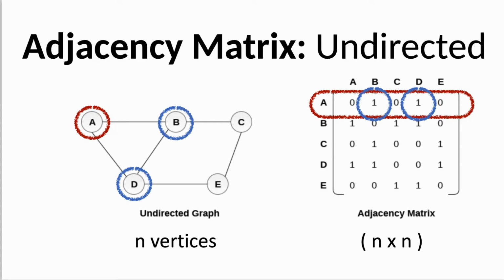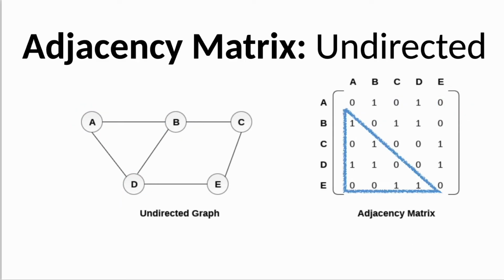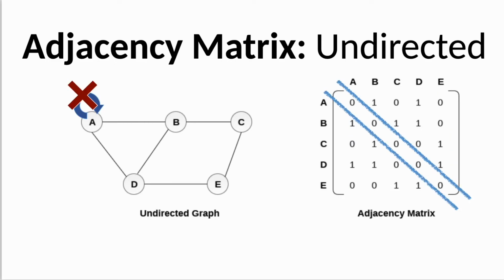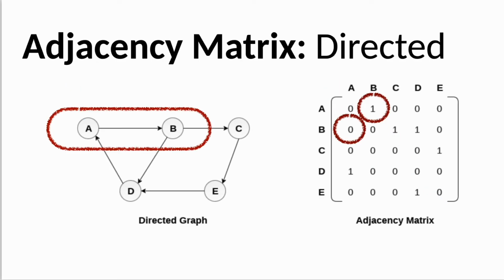A graph having n vertices will have an adjacency matrix with dimension n by n. Since we have bidirectional edges, the resulting adjacency matrix is actually a symmetric matrix. The lower triangular is a mirror of the upper triangular. Since we do not have self-loops, or an edge connecting a vertex to itself, the diagonal of the matrix is equal to 0.